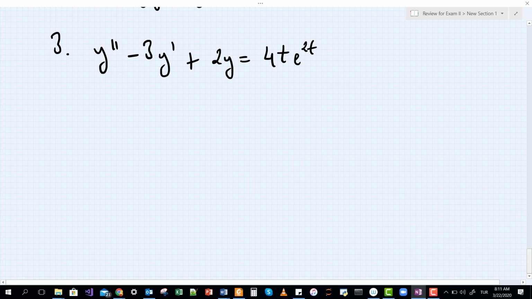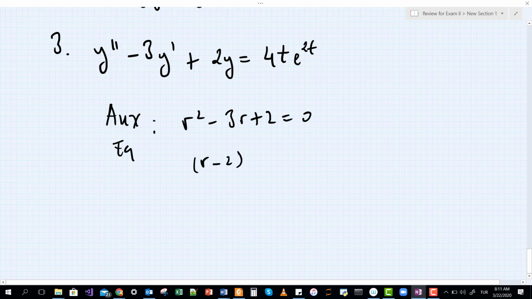We have another quadrant here. In this case, I have the 40e to the t, but we're going to see that one of the roots is going to be equal to the coefficients on the exponential function. Let's solve the auxiliary equation first. The auxiliary equation is r squared minus 3r plus 2, which is equal to 0, and then (r minus 2) times (r minus 1).